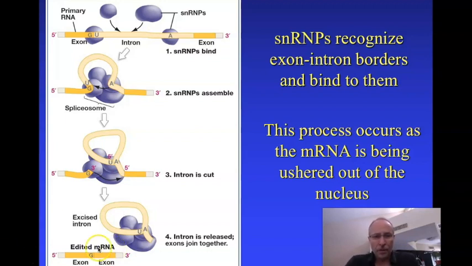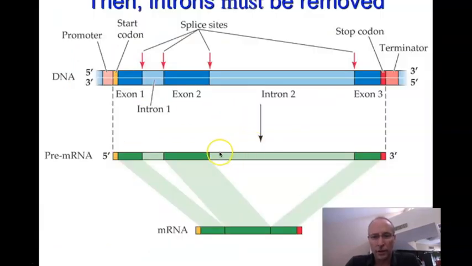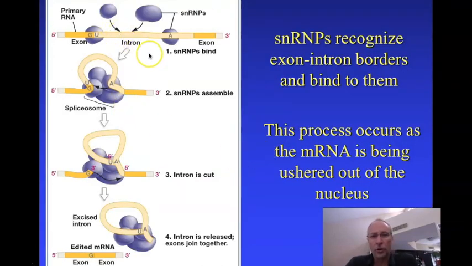So this process is the process by which not only the introns are cut out, but it's also the process by which the messenger RNA leaves the nucleus. Because what happens is once those snRNPs bind to these introns, they then haul the whole messenger RNA to the surface underneath the nuclear membrane.